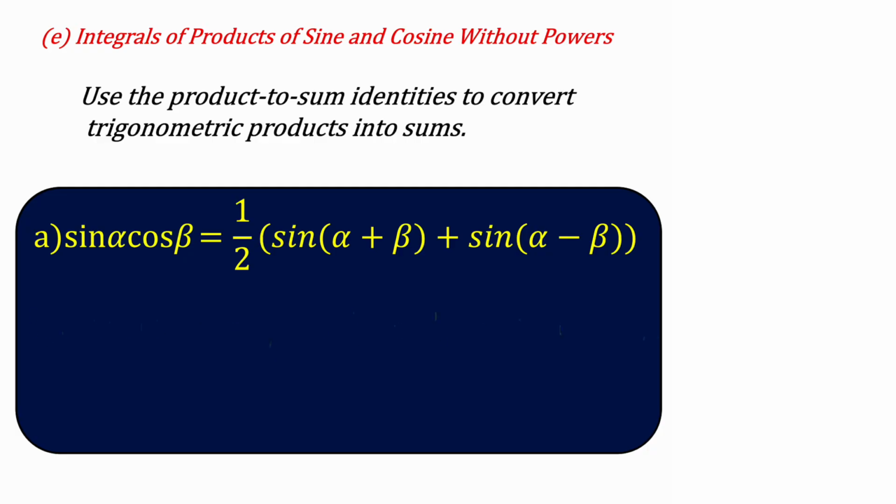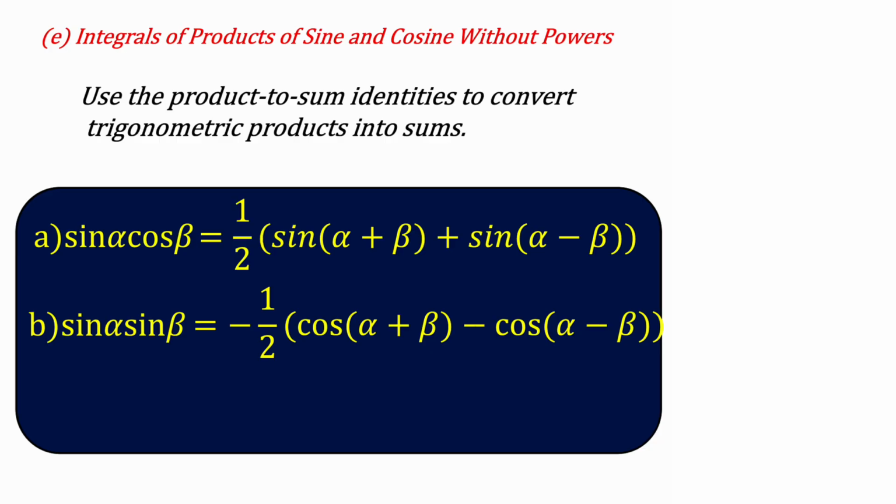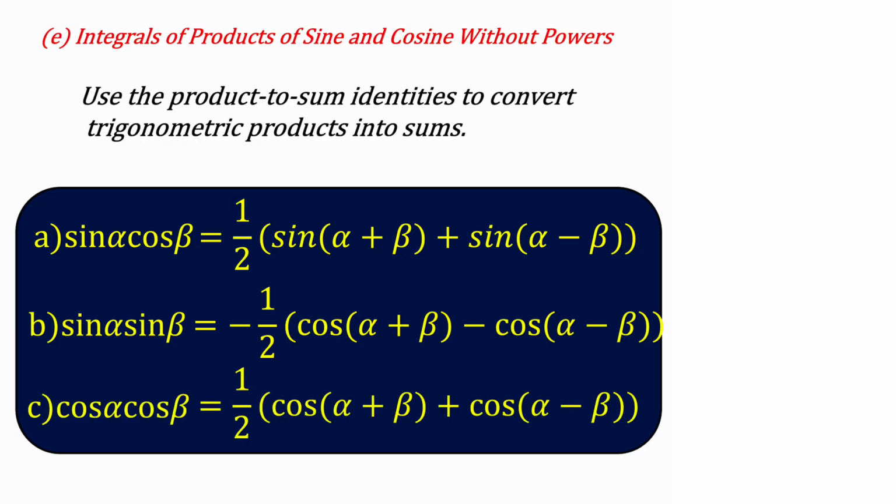Next formula. What is sine alpha times sine beta? It's negative 1/2 times the quantity cosine alpha plus beta minus cosine alpha minus beta. Next case, cosine alpha times cosine beta. What does this become? 1/2 of cosine alpha plus beta plus cosine alpha minus beta. Let's see how we can apply this formula.